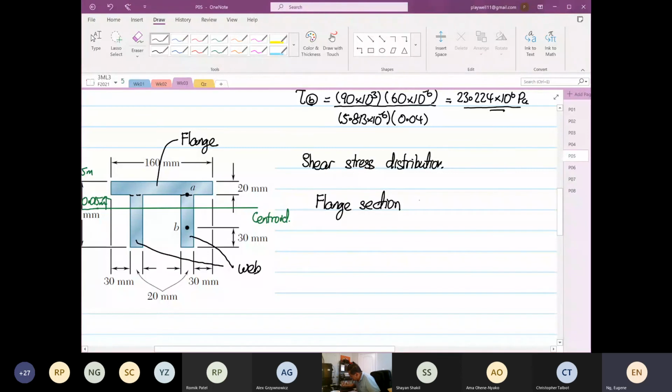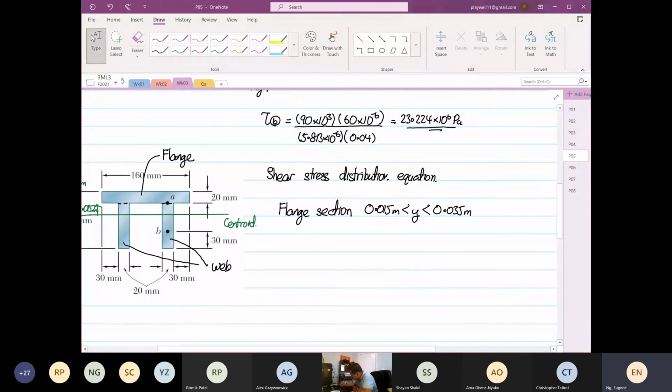The limits is 0.015 to a maximum of 0.035 meters in y. Okay, so we are going to calculate the shear stress distribution equation, right? Okay, so that's it. Why we divide this section is because the thickness is going to be constant. The thickness is equal to 0.16 meters. So the shear stress distribution equation is divided based on the thickness that you have.